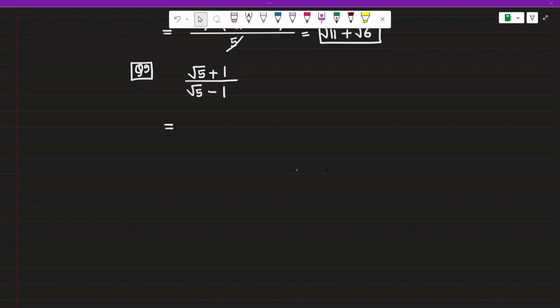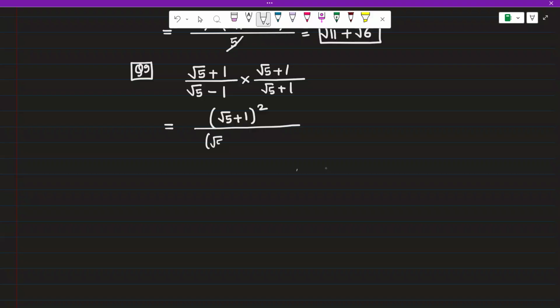To solve our next problem, question number 9: root 5 plus 1 over root 5 minus 1. We multiply by the conjugate of root 5 minus 1, which is root 5 plus 1, up and down. We got in the numerator root 5 plus 1 times root 5 plus 1, which is root 5 plus 1 square, divided by root 5 minus 1 times root 5 plus 1.